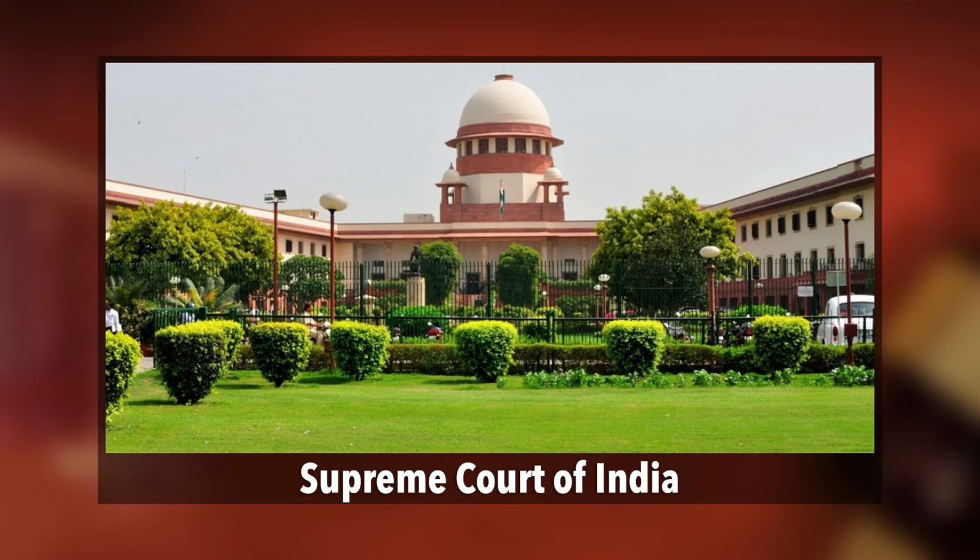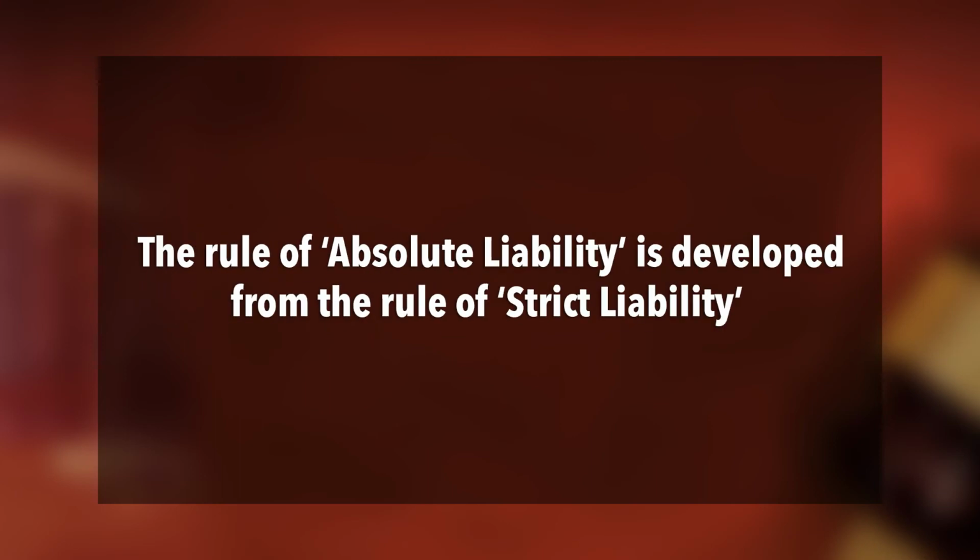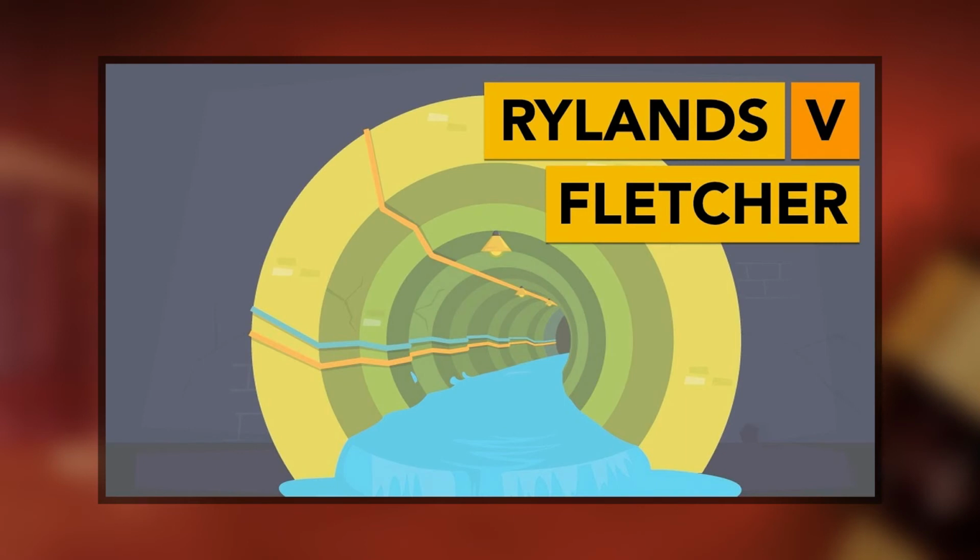It was propounded by the Supreme Court that where an enterprise is engaged in a risky or inherently dangerous activity, and if any harm results to anyone because of an accident in the activity, the enterprise would be held totally and absolutely liable, not being allowed to invoke any of the defences which otherwise can be claimed under the doctrine of strict liability. The rule of absolute liability developed from the rule of strict liability evolved by Justice Blackburn in 1868 in the case of Ryland versus Fletcher.